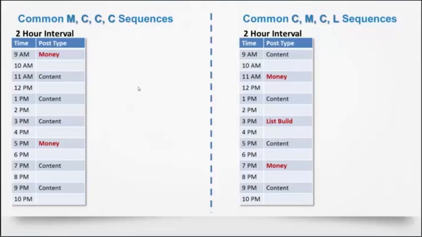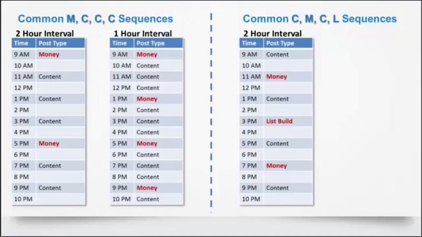Now, let's look and see what happens when we add in a 1 hour interval on the MCCC. So this is the basic: money, content, content, content. Now we're posting every hour. 9 a.m. money, 10, 11, 12 are content, 1 p.m. money, and as you can see, every 3 posts are content. So basically every 4 hours there's a money post. Now, by posting every 1 hour, what did we do from the 2 hour interval? We quadrupled the amount of traffic that we're generating to a money post, just by posting every hour.